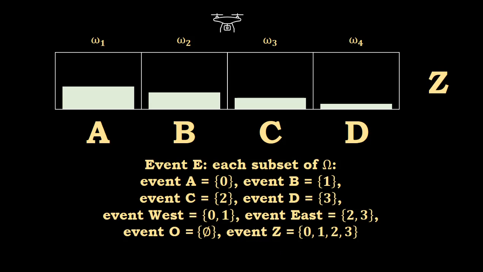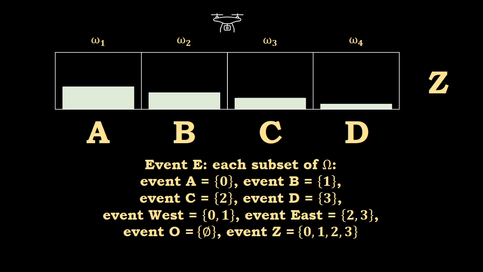So now we have events. Before, I called these omega 1, omega 2, omega 3, and omega 4 elementary events, but we can have other events that are not elementary, that are all the possible subsets of the big omega set. By simple set theory, we can know that there are a number of possible subsets of omega. So we call it event A when the subset is 0, event B when the subset is 1, event C when the subset is 2, event D when the subset is 3.